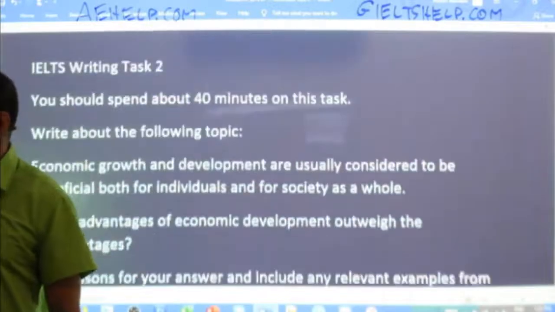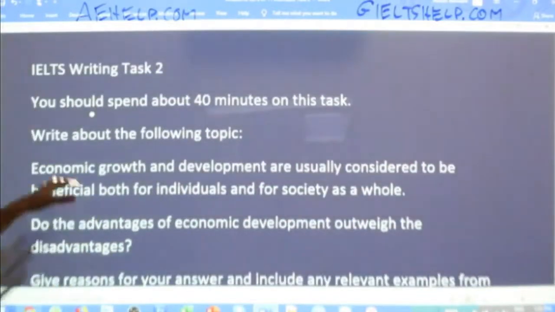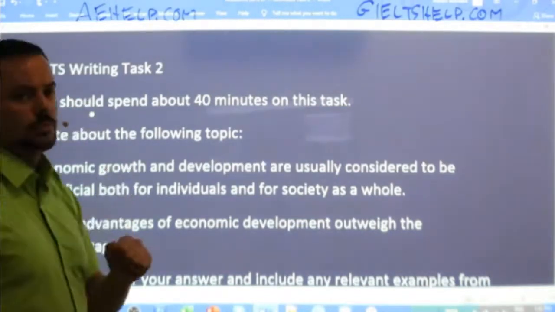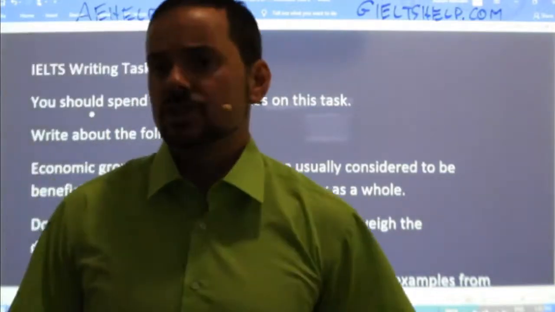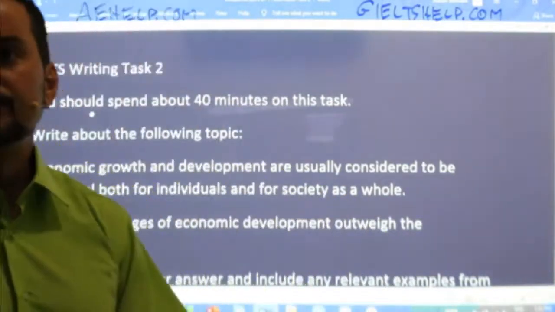Let's take a look at today's question. Here it is. So IELTS writing task 2, you should spend about 40 minutes on this task. And I believe this was a real exam question just recently.